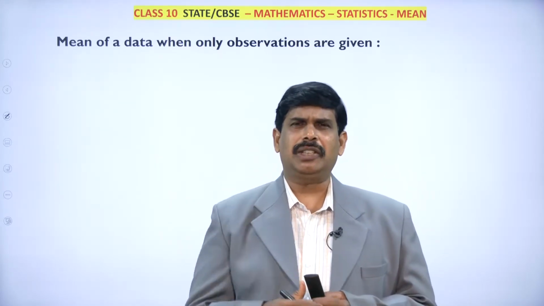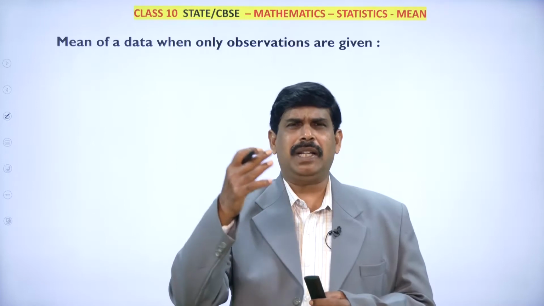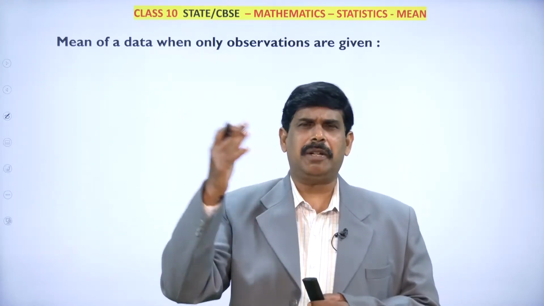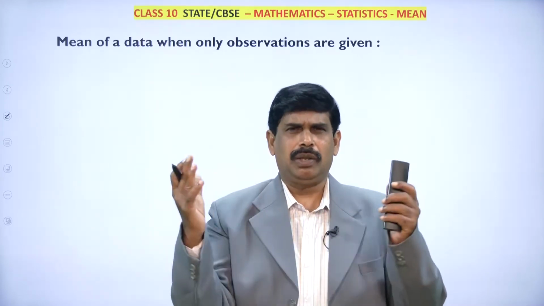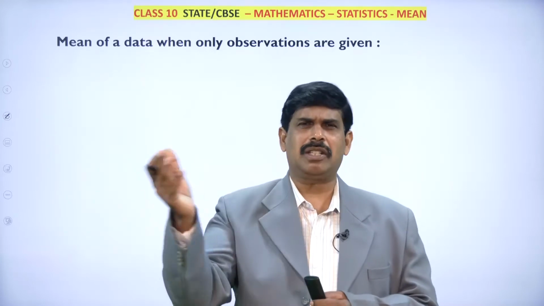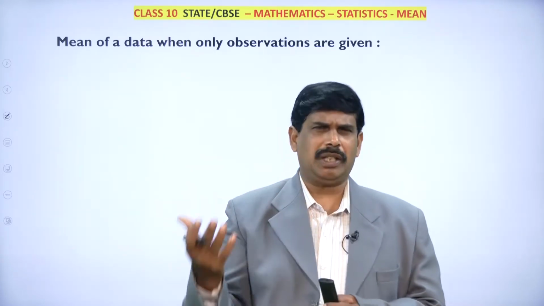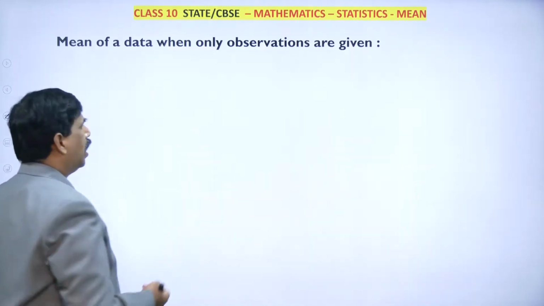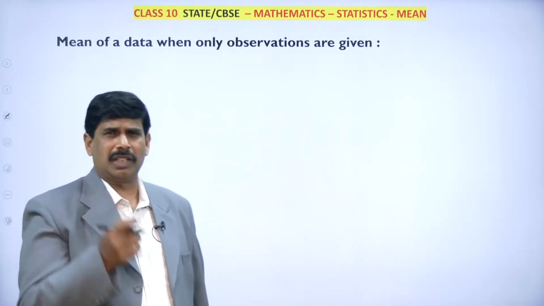If suppose somebody asks you what is the average of maths, physics and chemistry, for example. So you add the marks which you have obtained in maths, physics and chemistry, you add all those and you divide it by 3, as maths, physics, chemistry means 3 subjects. That is what the mean. So what is mean actually? The mean of a data when only observations are given.